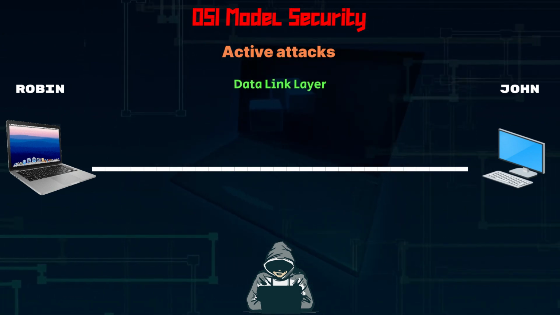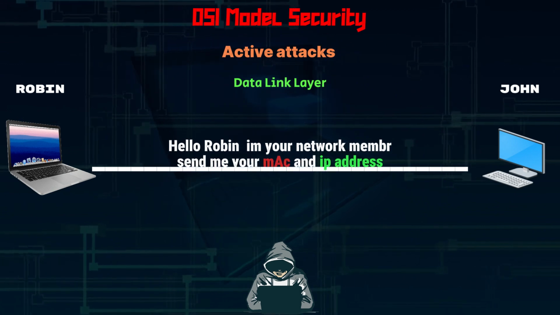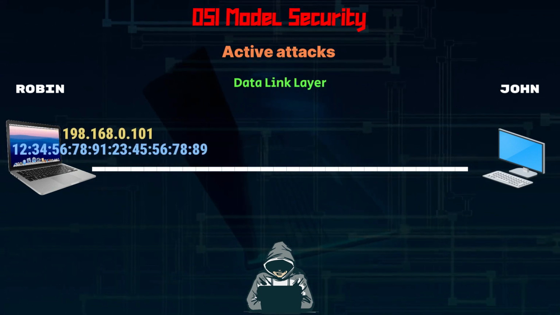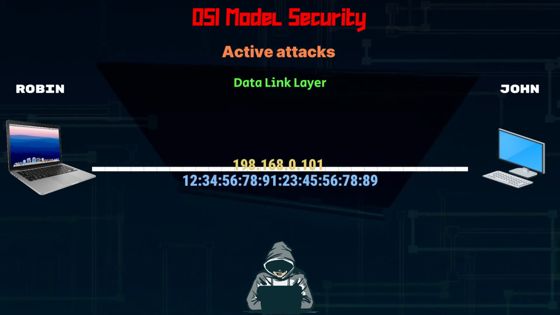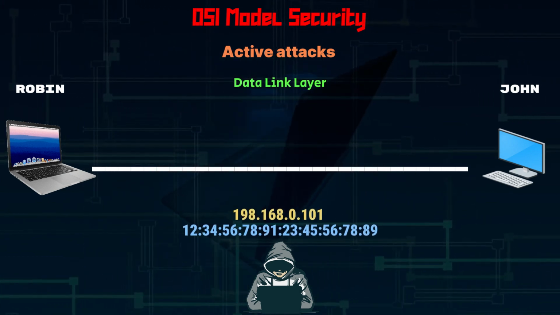Data link layer: ARP spoofing, where attackers send false ARP messages to link their MAC address with the IP address of a legitimate network member. Network layer: IP spoofing and routing attacks, where the attacker diverts or alters network packets.